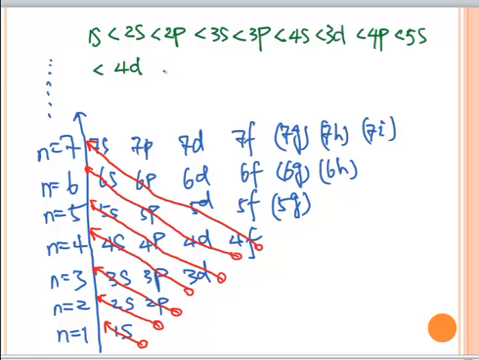As you can see, after 4d, that will be 5p, and after 5p, that will be 6s, and after 6s, that will be 4f. You can see this is an interesting observation. You go to the 6th ring, 6s, before you come back to 4f.